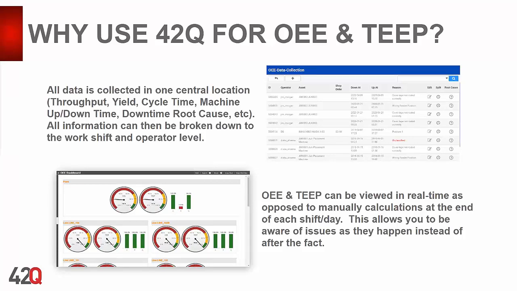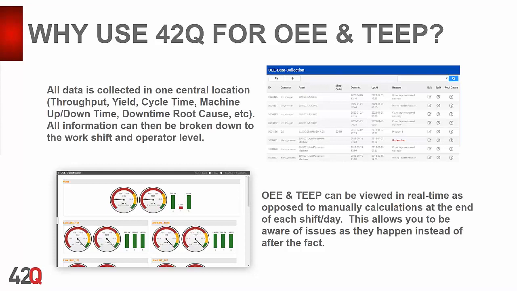Thanks, Bobby. As you mentioned, OEE is a metric that allows us to measure asset availability, performance, and quality. This is a measure of actual runtime processing versus the expected values, or the accepted performance, for each part built on each asset. The advantage 42Q has is that they provide a wealth of OEE tools that completes the spectrum. There's a central location for data collection, for your throughputs, yields, machine up and down times, and any root causes for those downtimes. There's also machine connectivity for automated data collection.